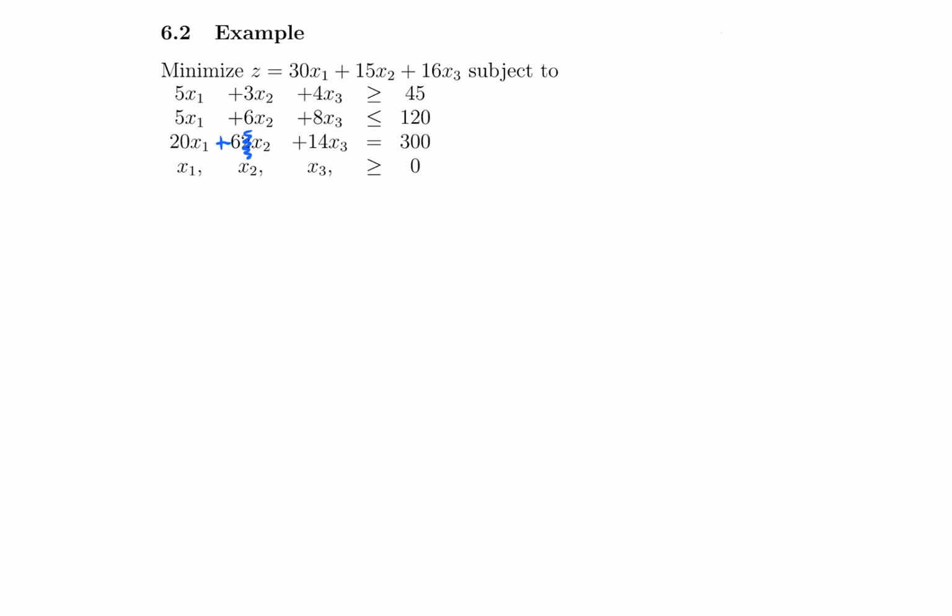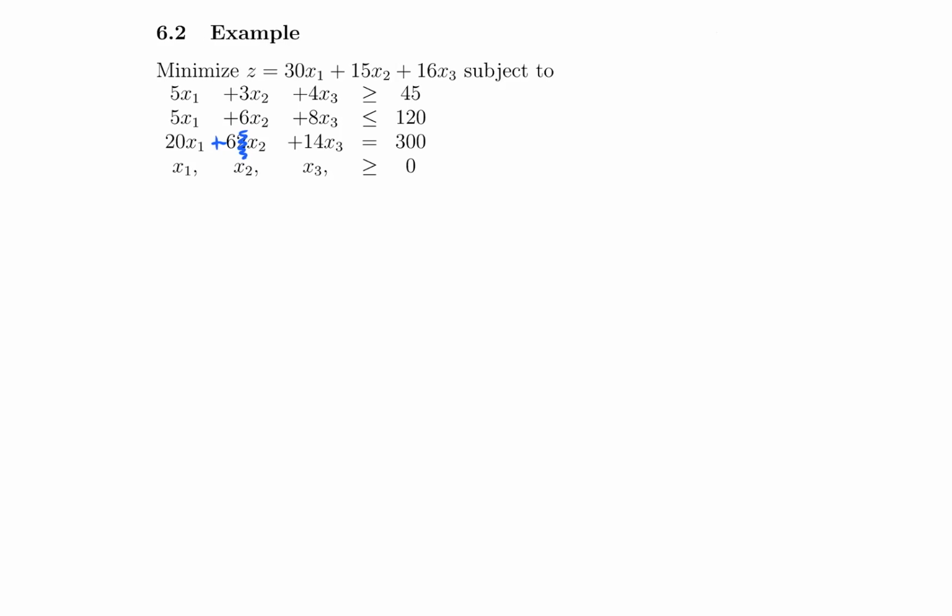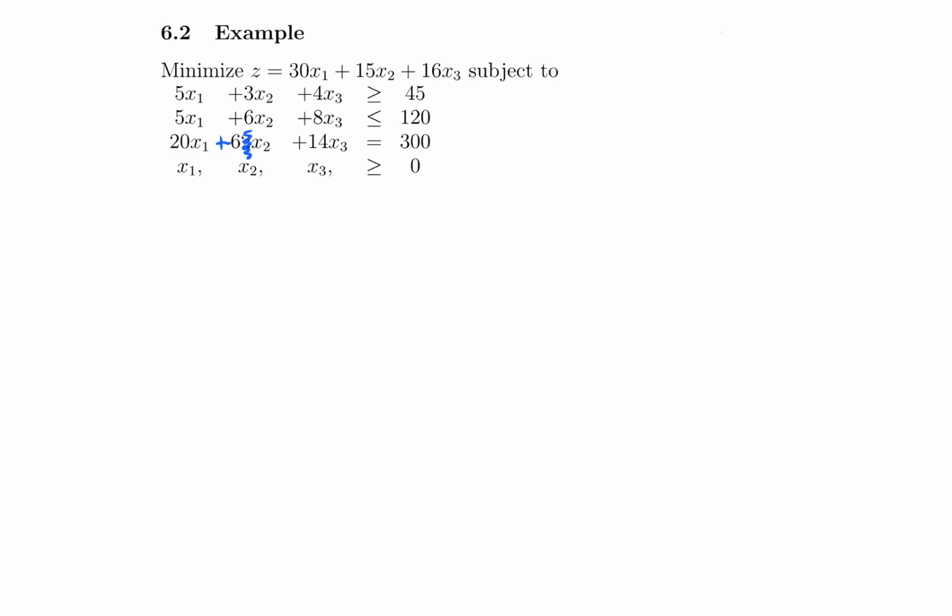Okay, so first we have a non-standard minimization, so we're going to have to write an equivalent standard maximum problem. So let's go ahead and do that. So we will maximize, and we're not going to use z, we'll use w, but w is going to be negative z. And that's because the minimum of an objective function will be equivalent to the maximum of the opposite objective function. So we're going to maximize w equaling negative 30x1 minus 15x2 minus 16x3.